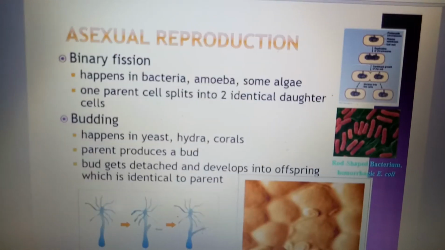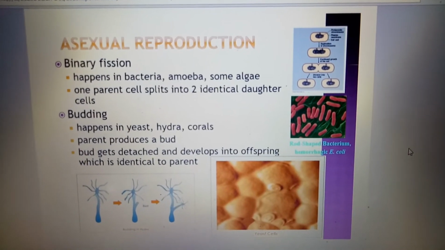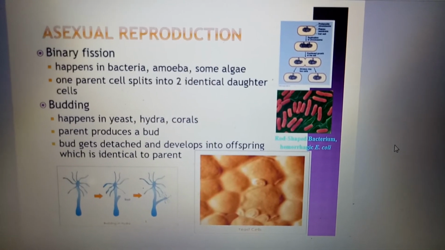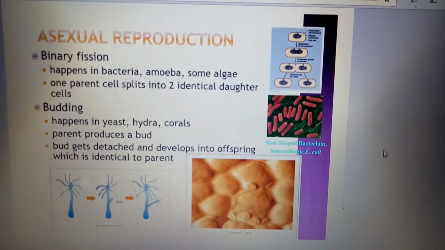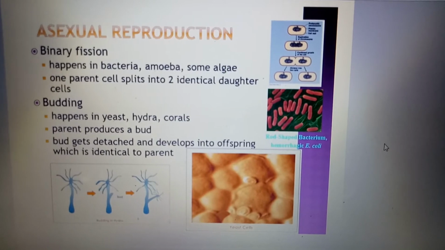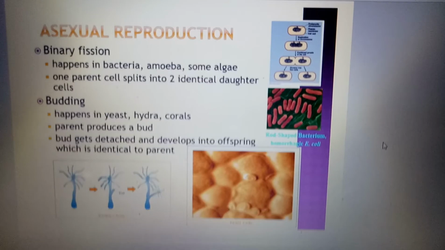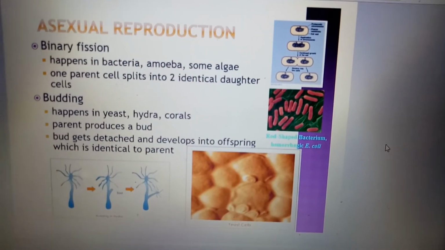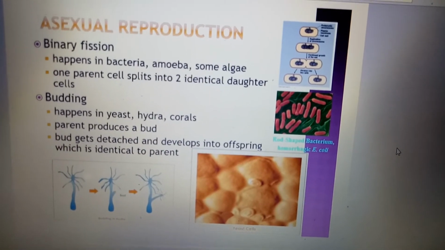Again, about asexual reproduction by binary fission. Binary fission normally happens in bacteria, amoeba, and some algae, where one parent cell splits into two identical daughter cells. Meanwhile, budding happens in yeast, hydra, and corals. The parent produces a bud, and the bud gets detached and develops into an offspring which is identical to the parent. So this is about binary fission and budding. You can take a look at the picture, as you can see from here.